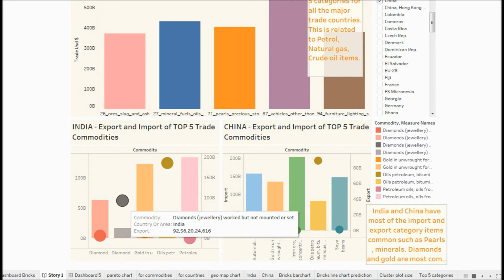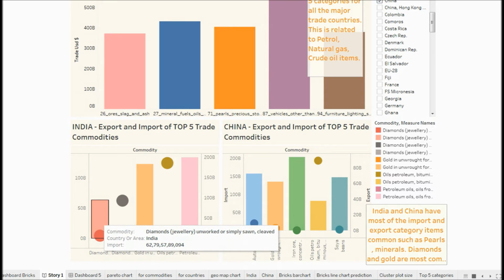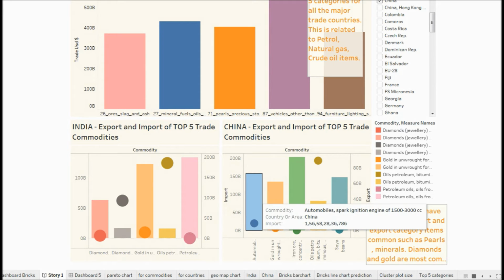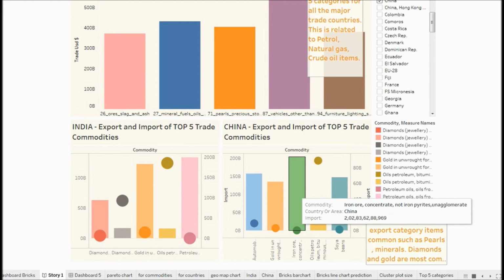And one more thing, exporting also the diamonds worked but not mounted or set. So there are two types of commodities that India is concerned with. One is related to simply unworked raw diamond. India is importing more of it, and the finished diamond is being exported more by India. And here there is some different insight: soybeans, automobiles and iron ore, these three categories are being imported more in volume by China.